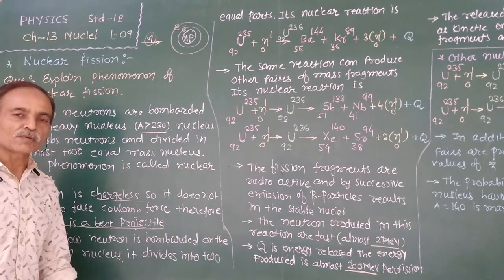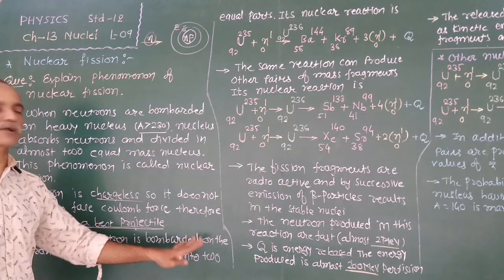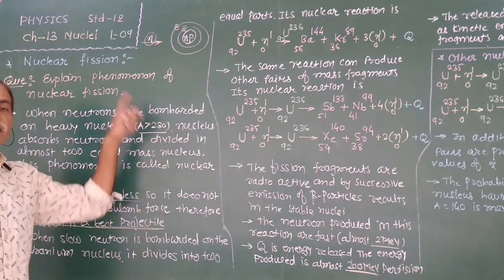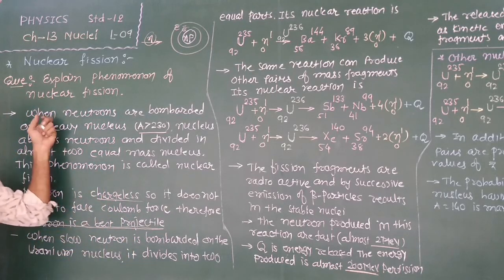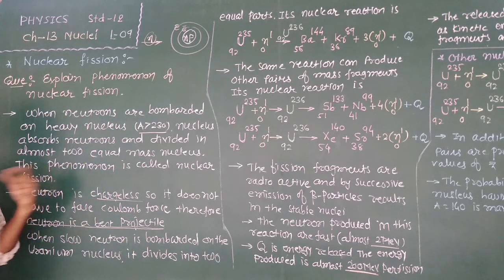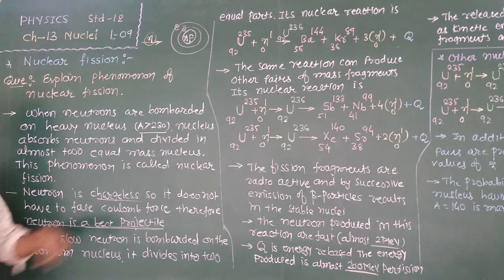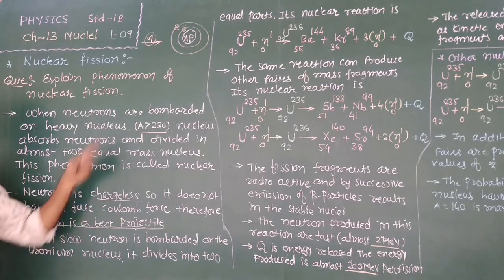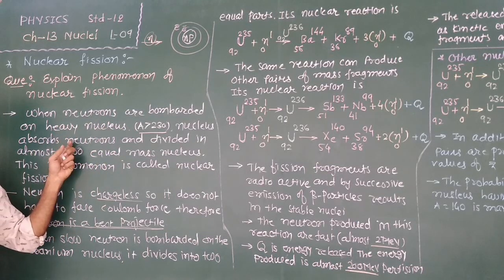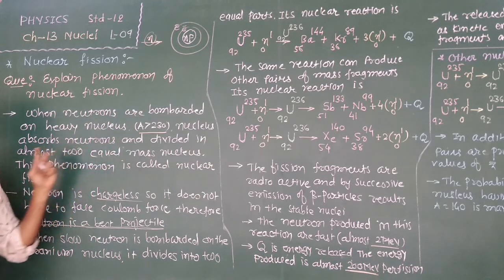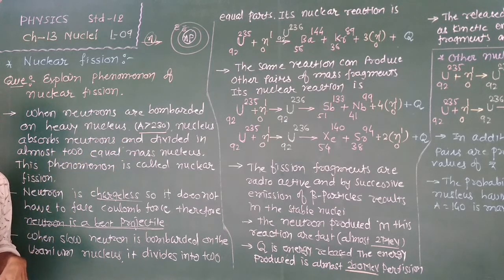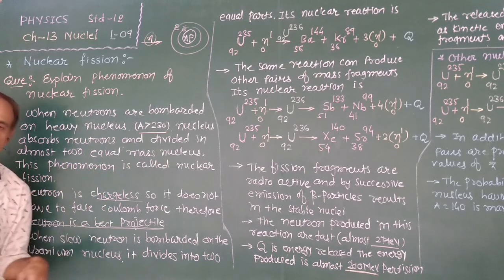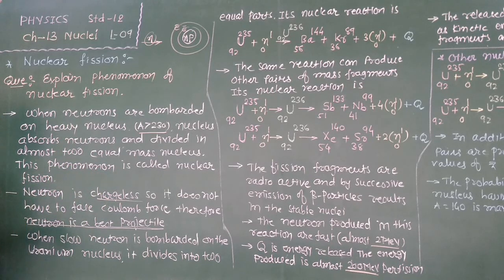Now listen again, what is the nuclear fission process? That is an important 4 marks question: define nuclear fission and explain it. When neutrons are bombarded on heavy nuclei having atomic mass number greater than 230, the nucleus absorbs the neutron and divides into almost 2 equal mass nuclei. This process is known as nuclear fission.